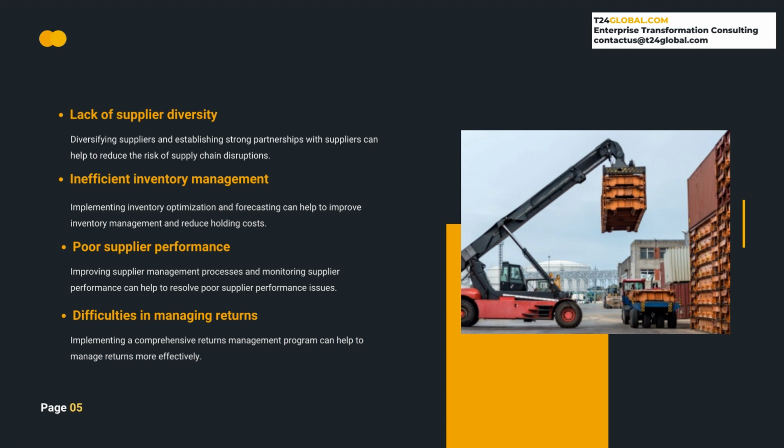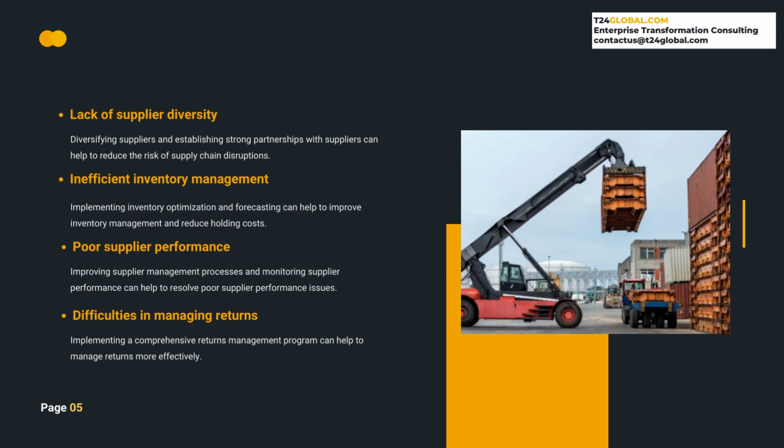Inefficient inventory management. Implementing inventory optimization and forecasting can help to improve inventory management and reduce holding costs. Business operations activities involved in inventory management include inventory planning, inventory tracking, and inventory optimization. The key persona involved is the inventory planner. The related IT software customizations details include implementing inventory management software and integrating it with the ERP system.